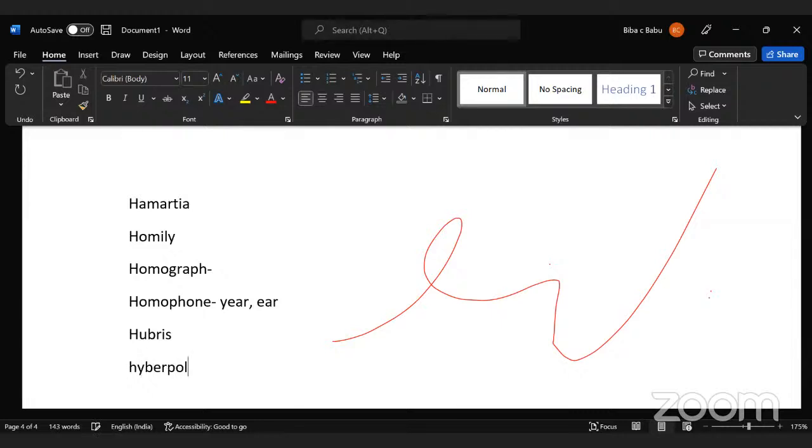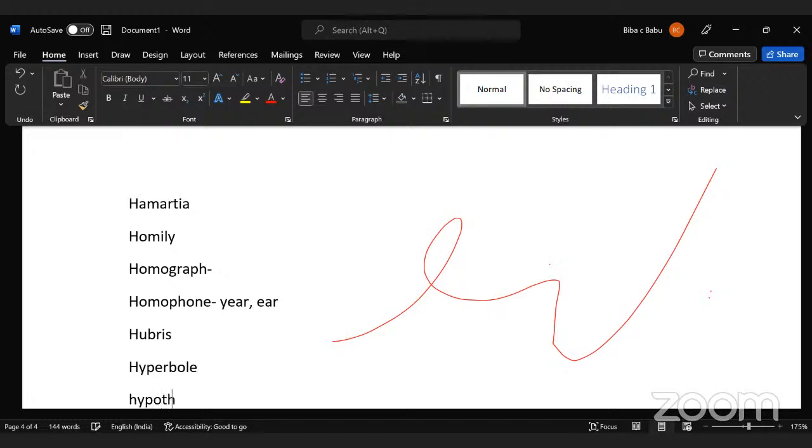Next is hyperbole. Hyperbole is an exaggeration. Hyperbole means exaggeration, a huge exaggeration. That is called hyperbole.